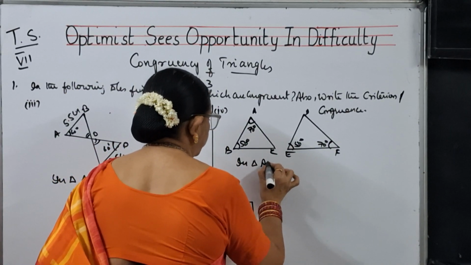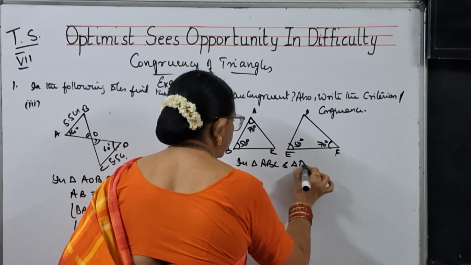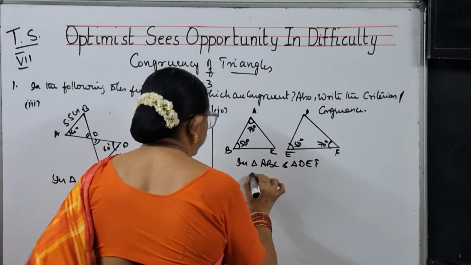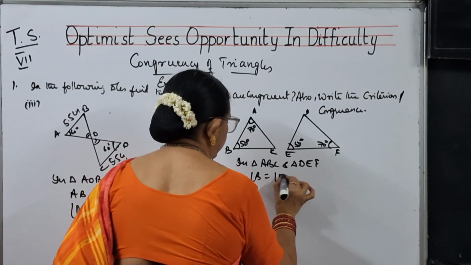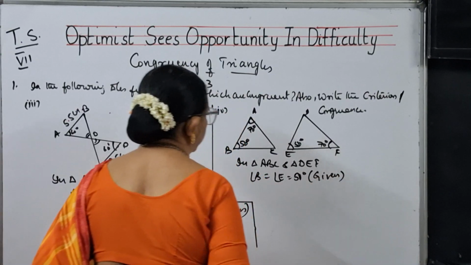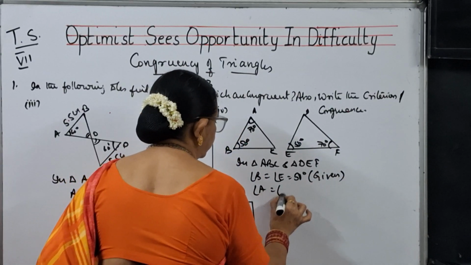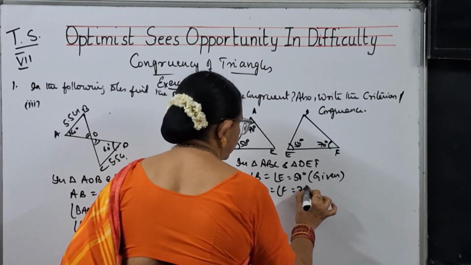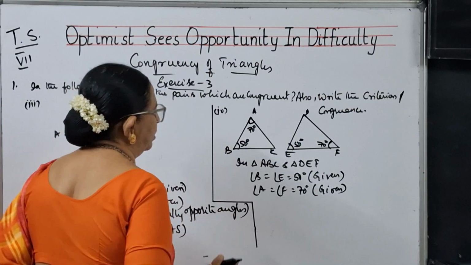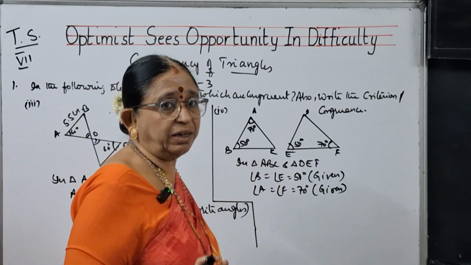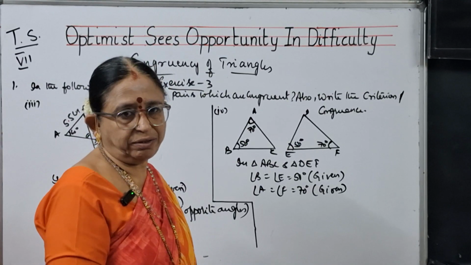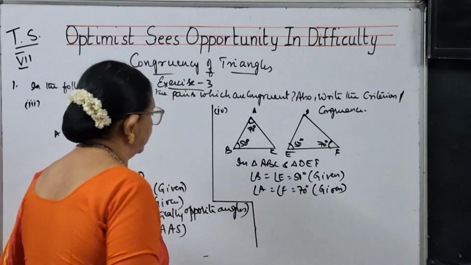In triangle ABC and triangle DEF, we can say angle B is equal to angle E, that is 50 degrees. This is given to us. And angle A is equal to angle F, that is 70 degrees, given to us. Now see children, only these two values you have got. We need another side, whether the side might be an included side or not included side. But the side is not given.